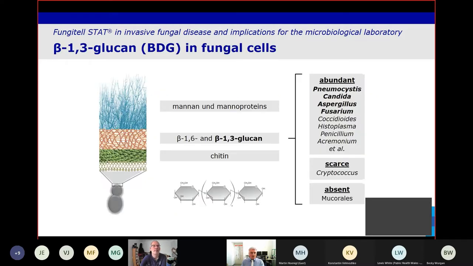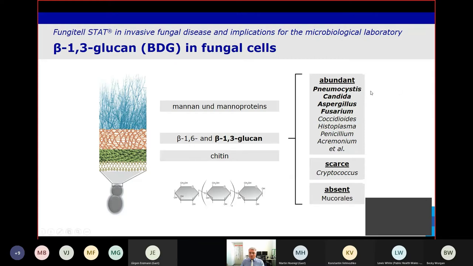As you all know, beta-1,3-glucan or BDG is part of the fungal cell wall. In the middle part of the fungal cell wall there are the glucans, beta-1,6 and beta-1,3-glucan. In the outer part there are more the mannans and the mannoproteins, and in the inner area there is the chitin layer. Mannan is used for detection of Candida species, but the glucans are more or less panfungal, detecting, with some exceptions, a large number of different fungal species.